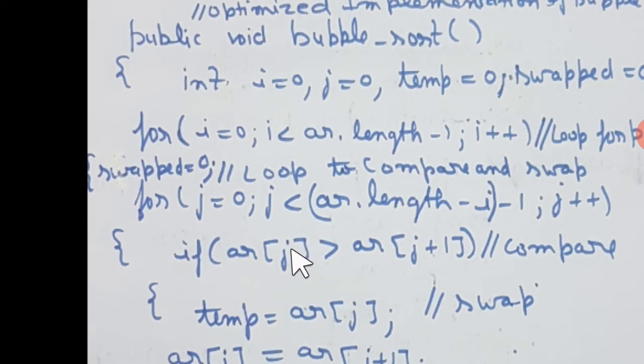The same process is performed. Then third and then fourth, like that. So total number of passes are always what? How many? Array dot length minus 1.